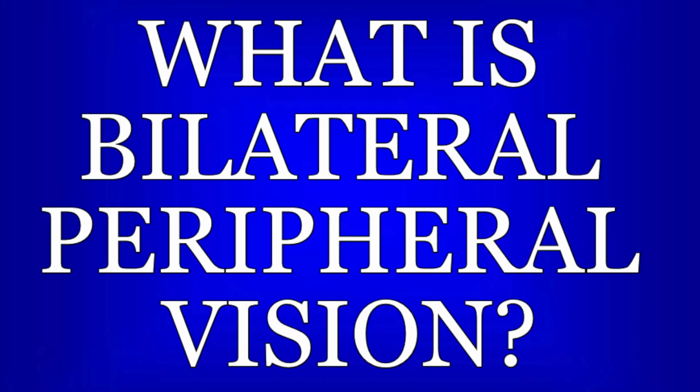Remember, the optic chiasm is a crossing of the nasal portions of the optic nerve, which produces the temporal visual fields, aka our peripheral vision.